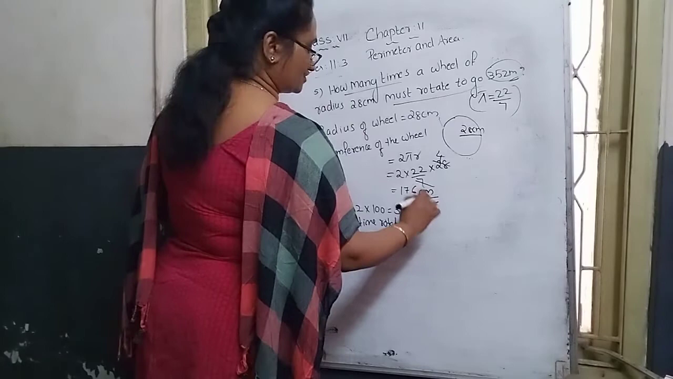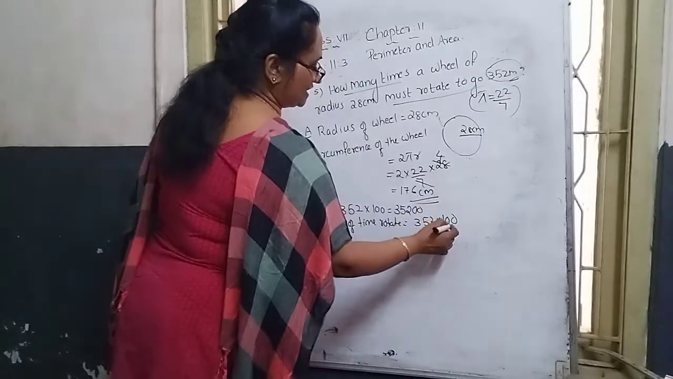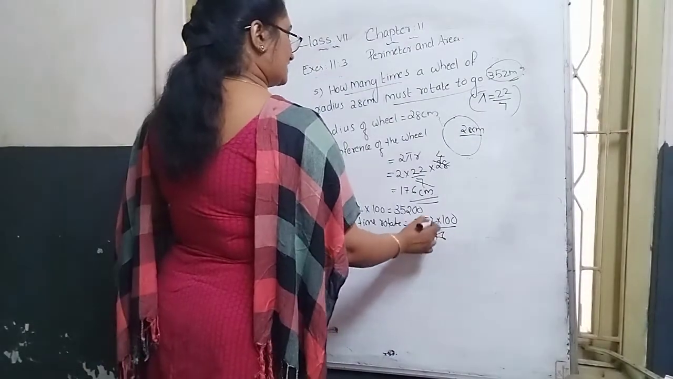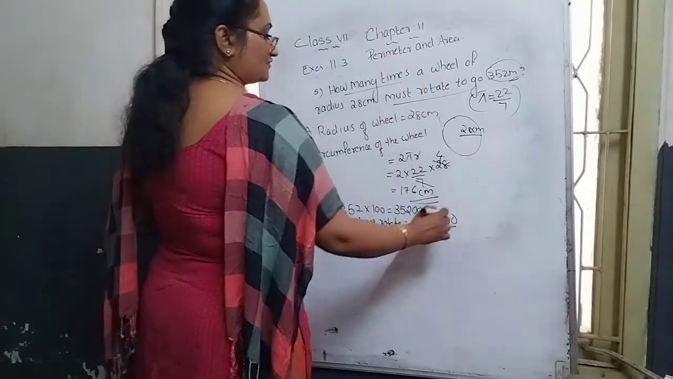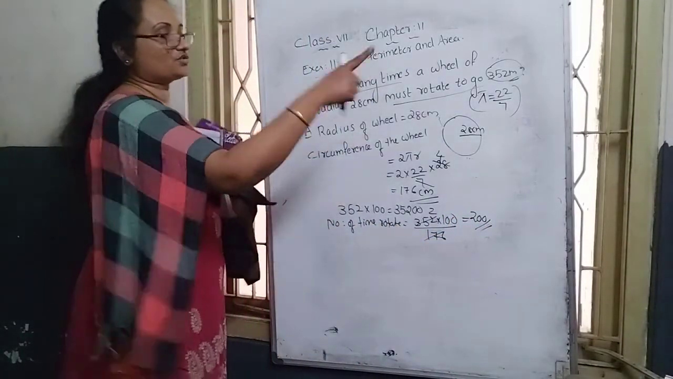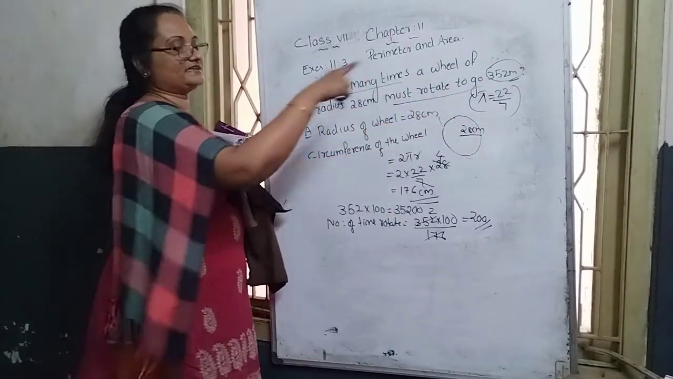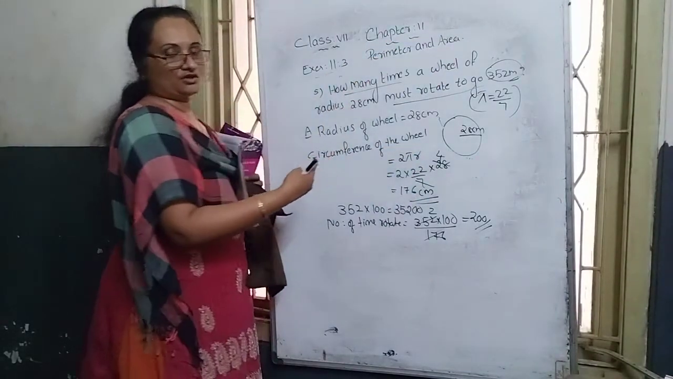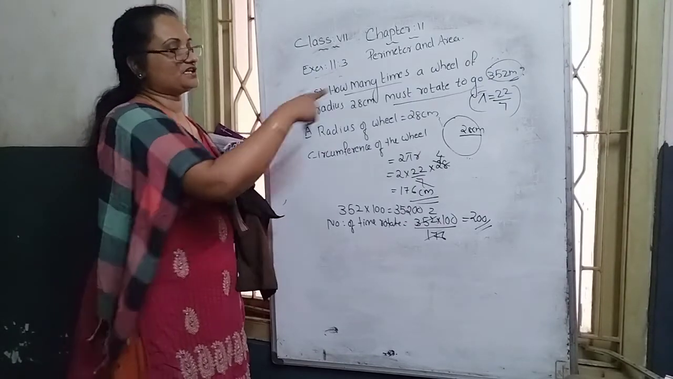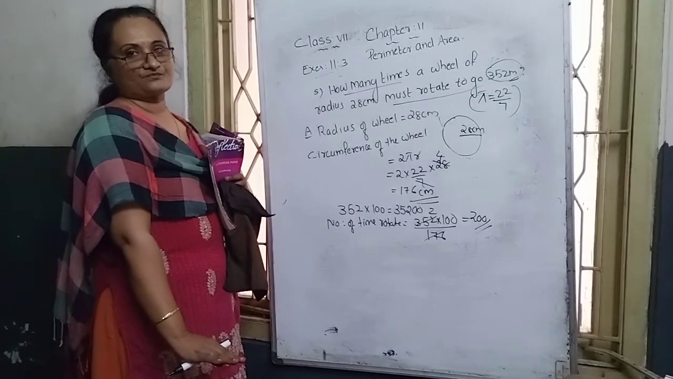Then the number of rotations is equal to the total distance, 352 into 100, divided by 176. Cancellation is possible. 176 into 2 becomes 352, and 2 into 100 becomes 200. So how many times will the wheel rotate to cover the 352 meter distance? 200 times. It is not mentioned whether it is a cycle or a car, we just imagine a cycle wheel. The cycle wheel will rotate 200 times and reach the final position.